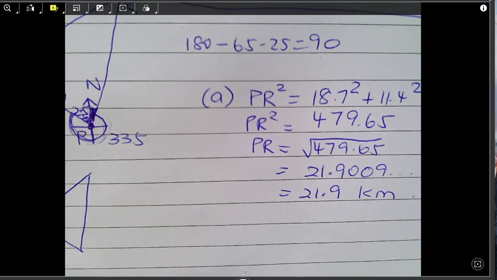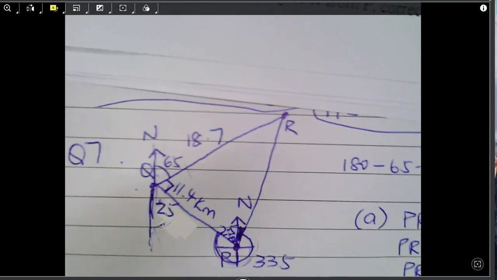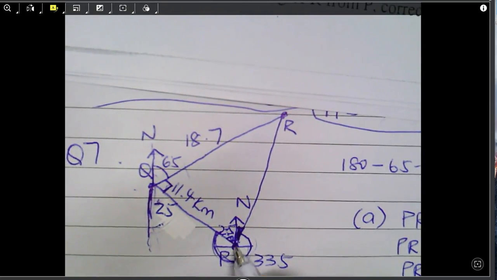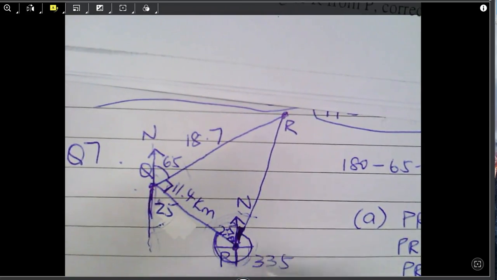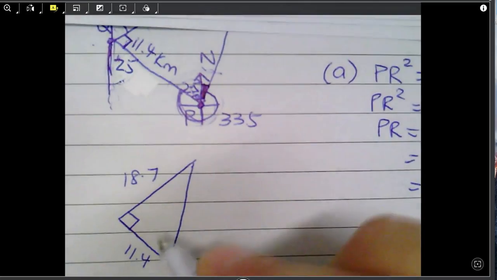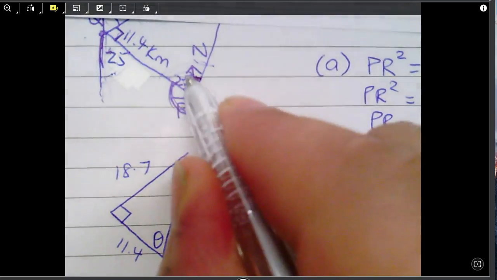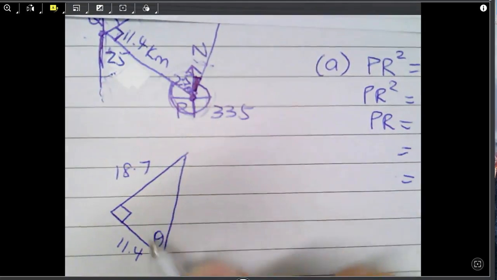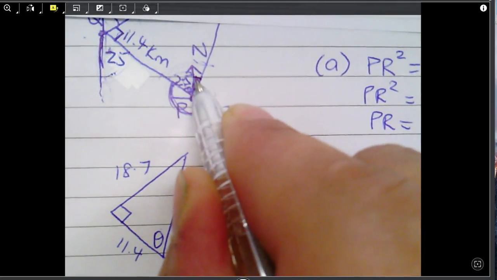Now, the next bit is tricky. Having a closer look, please, at the bearing of R from P. Here's P, I put a north sign and I go clockwise. I need this little angle here. Now, I know that this bit over here is 25. So if I just find this whole angle down here, the whole thing, but I know that this part is 25, then I can subtract 25 from what I find to work out this little bit here.